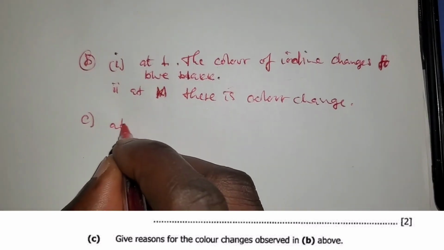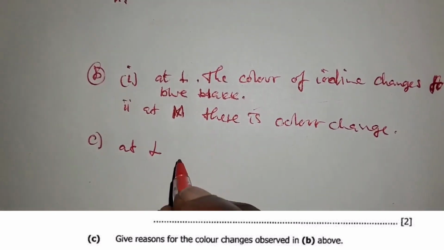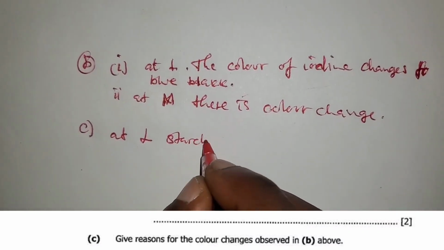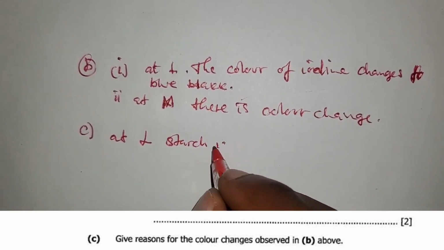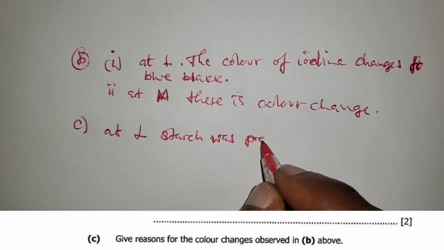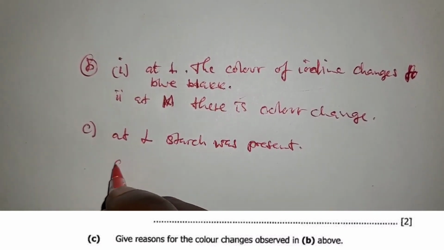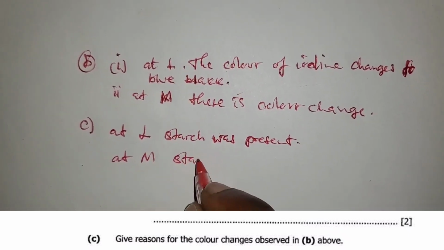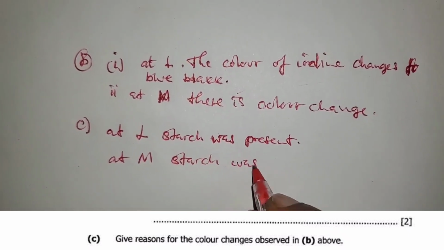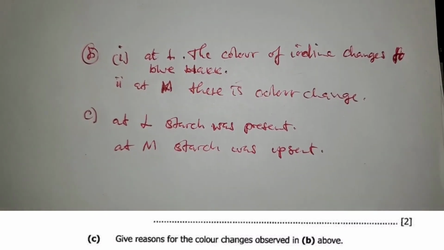Then C, they're saying, give reasons for the color change observed in B above. So you can say at L, starch was present. And then at M, starch was what? Was absent. That's it.